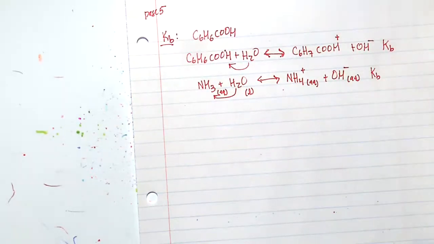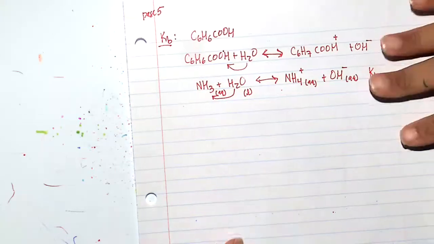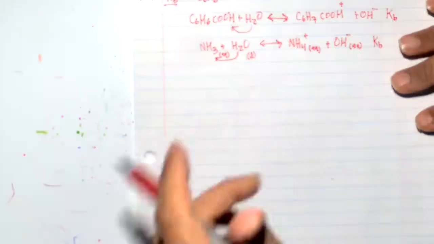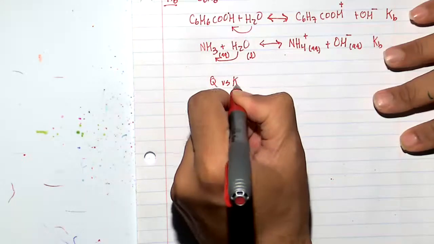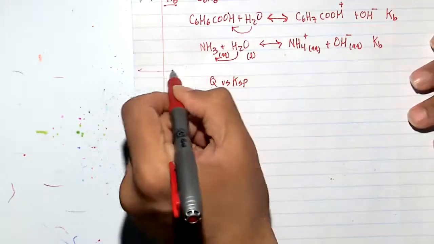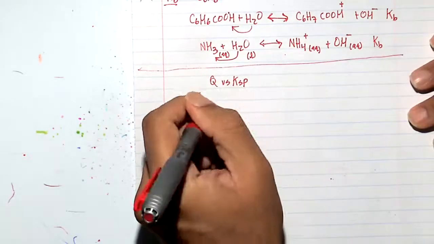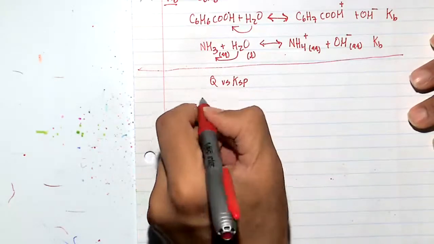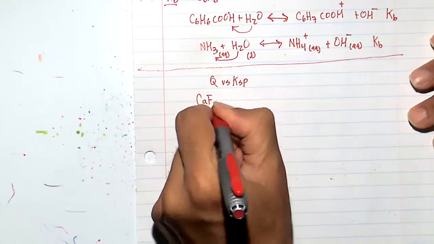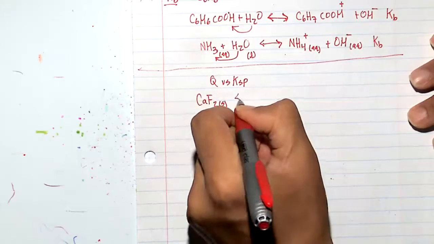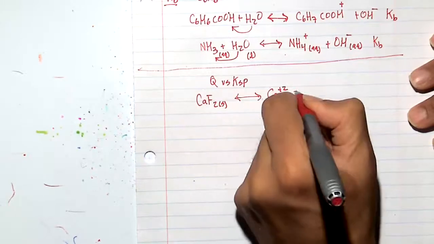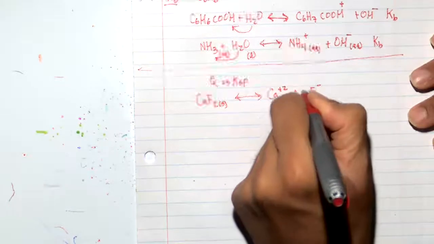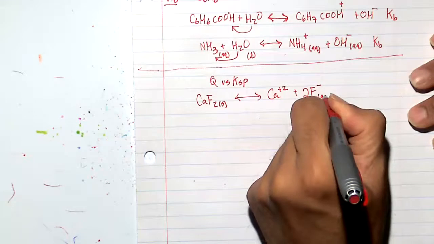All right, one final thing I'm going to mention here, and then I think I have to go, it's way past time. We have to do a Q versus Ksp problem. This is in our problem set. As an example, if you have the sparingly soluble solid calcium fluoride, this is in equilibrium with calcium ion plus fluoride ion. Okay, let's balance this equation.